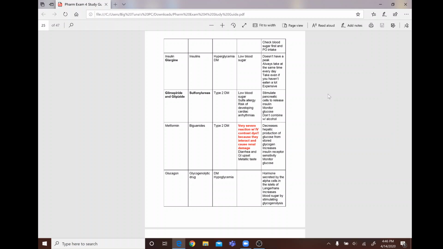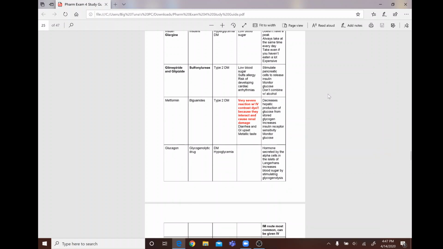Metformin is a biguanide. It's used for type 2 diabetes, but you can get a very severe reaction with IV contrast dye because they interact and cause renal damage 48 hours apart. It can also cause diarrhea, GI upset, and has a metallic taste. It decreases hepatic production of glucose from stored glycogen and increases insulin receptor sensitivity, so you want to monitor glucose.